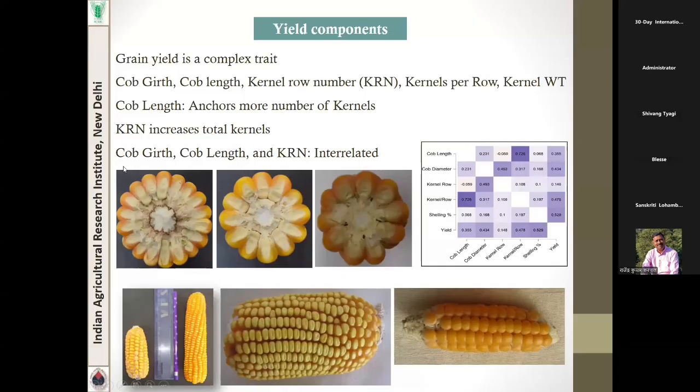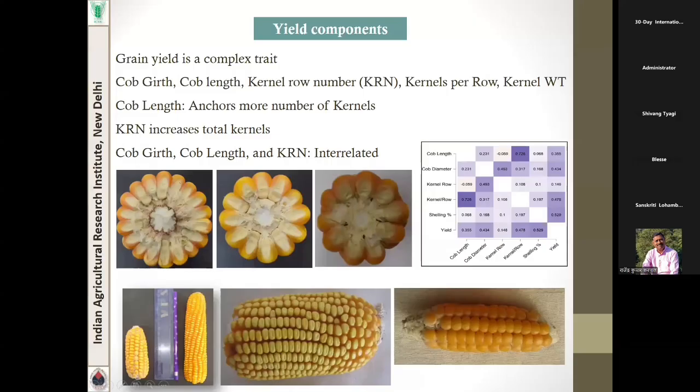So that means this cob girth, cob length, and kernel numbers. Kernel numbers means 1, 2, 3, 4. That is, this is the kernel number. These are all interrelated, and then ultimately that will decide the yield. We can see that there is a correlation. We can analyze this statistically also. So there is a strong correlation between these traits.